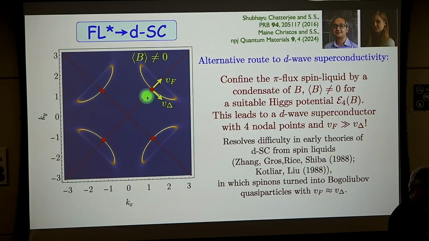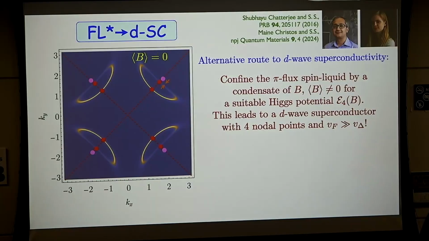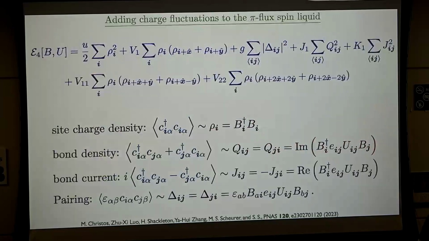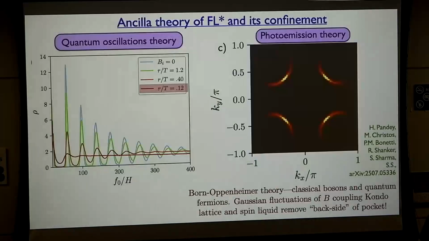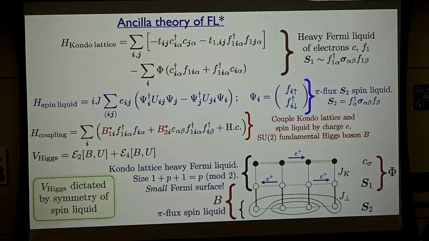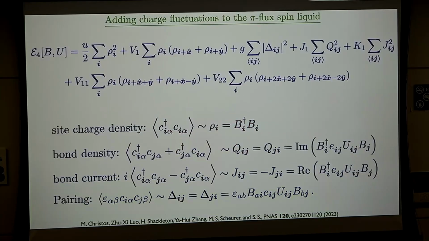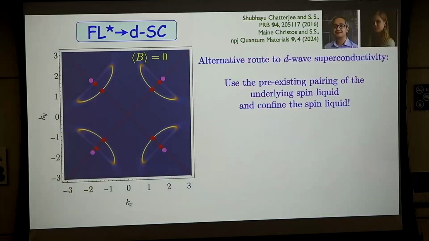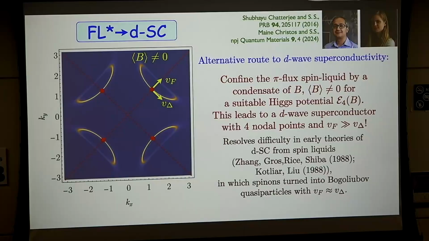Vf is determined by the Fermi surface, so it's fully determined, as before, by the hopping in the top layer. So it's determined by these hoppings. It is coming from the remnant of the large Fermi surface, so that gives you a large Vf. On the other hand, V delta is determined by the B condensate. It requires pairing, and there was no pairing there.